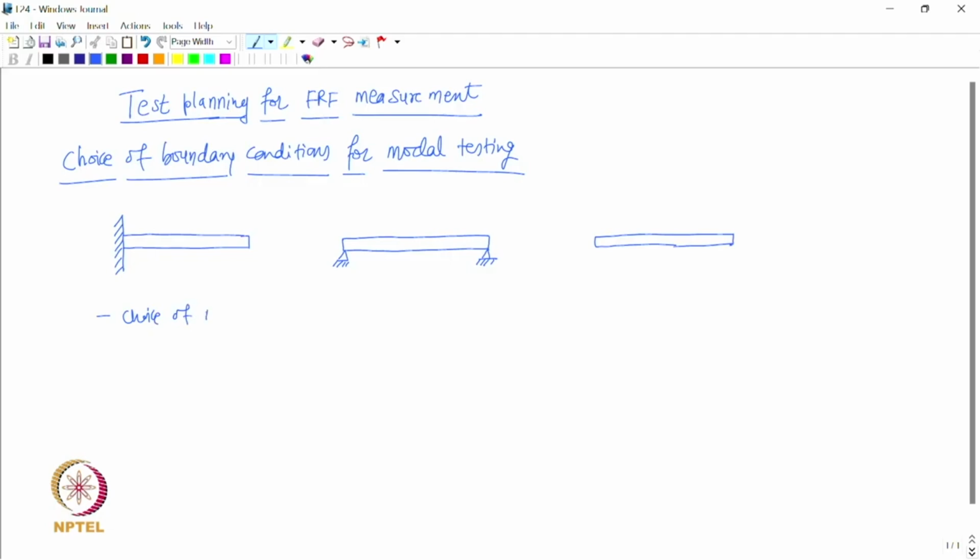Therefore the choice of boundary conditions, which we can abbreviate as BCs, depends upon the purpose for which the modal test results are to be used.